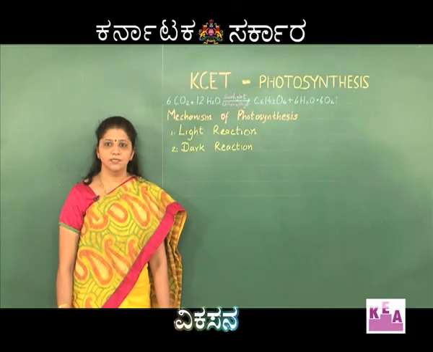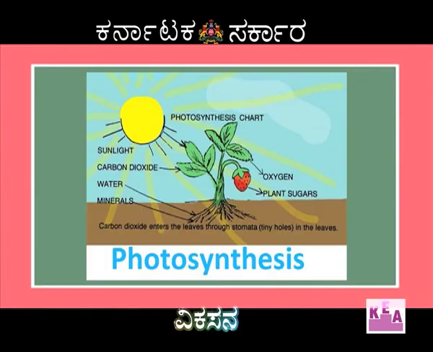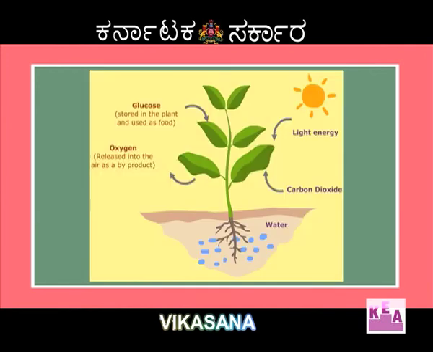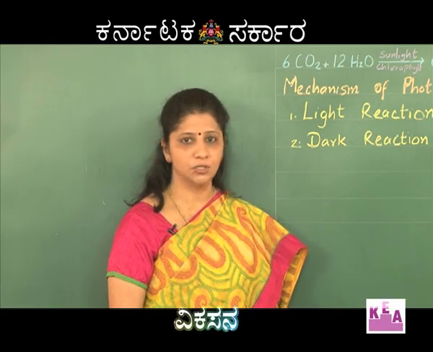Dear students, we are going to study about the topic photosynthesis, which is coming under plant physiology. Photosynthesis is an anabolic process by which green plants prepare their own food materials using carbon dioxide and water in the presence of sunlight and chlorophyll to produce carbohydrate or starch.